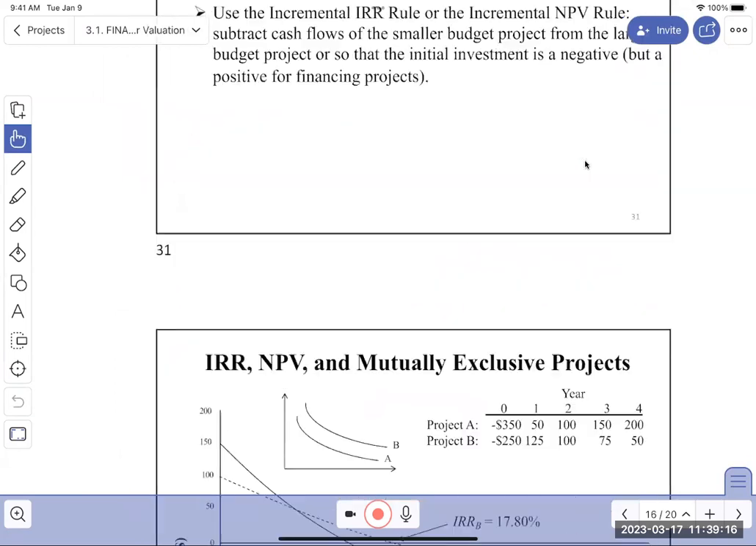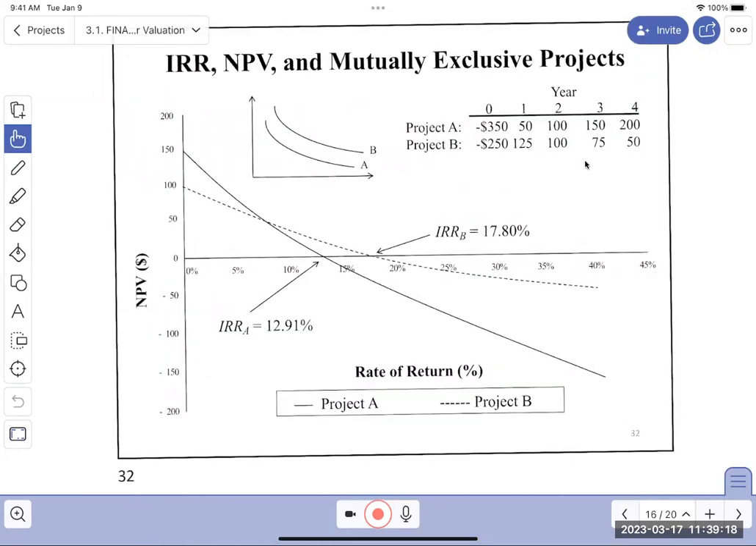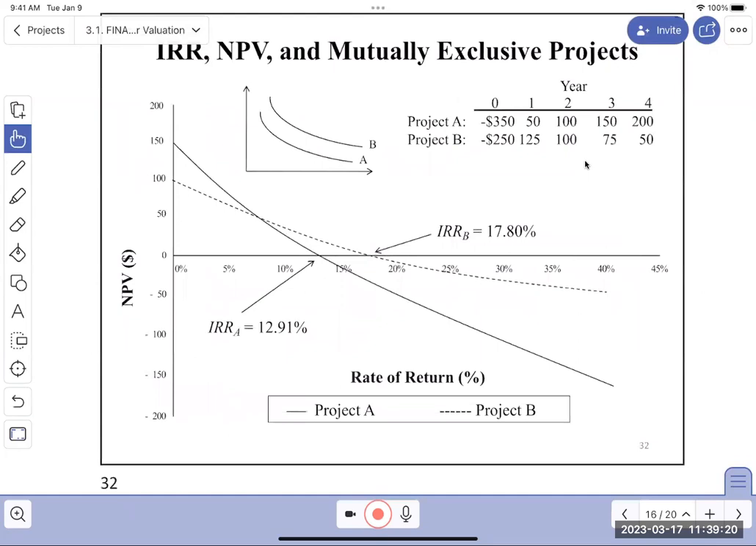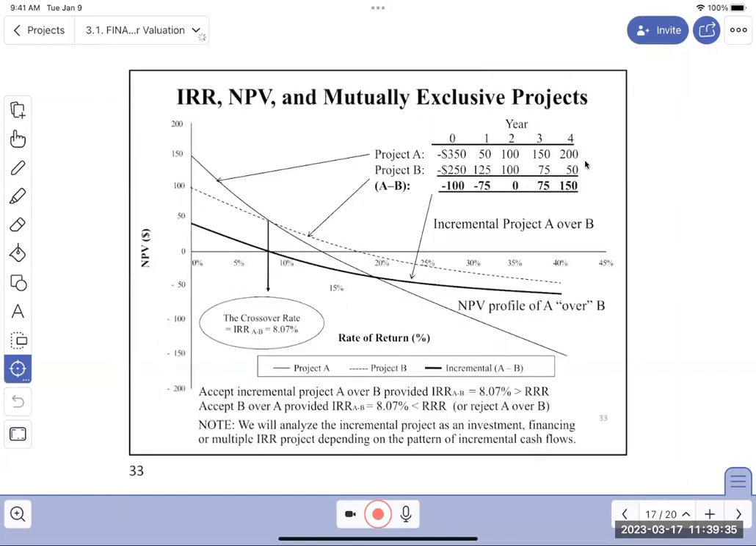Here are some pointers. The incremental project is calculated by subtracting cash flows from each other. I recommend you do it in a way for the initial cash flow to be negative, so it looks like an investment type project, and that's what I do here. So I subtract them and I have a negative first, negative 100, and then another negative, which is okay, and then the first sign change.